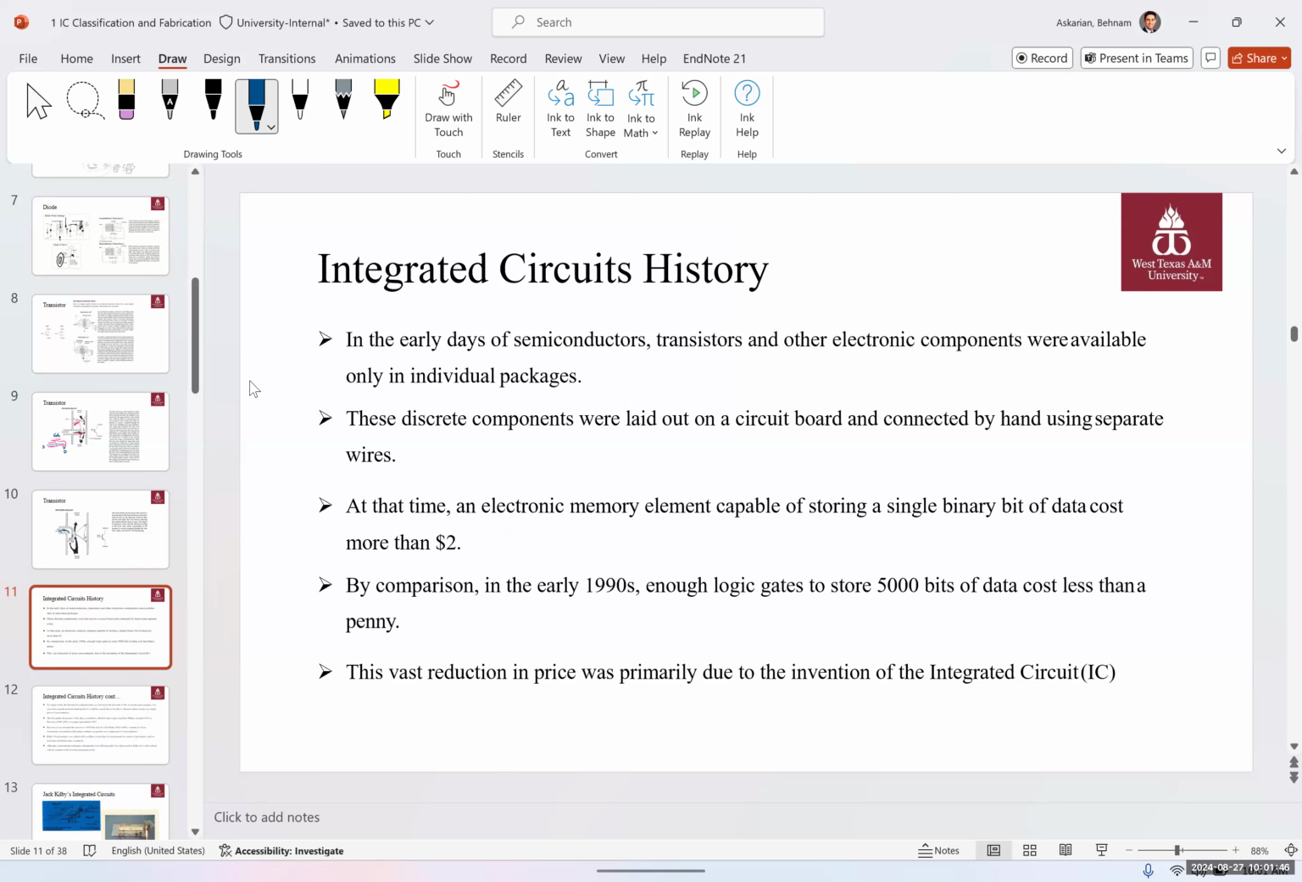In the early days of semiconductors, transistors and other electronic components were available only in individual packages. So you had to buy these separate transistors and connect them together. Let me give you an example.